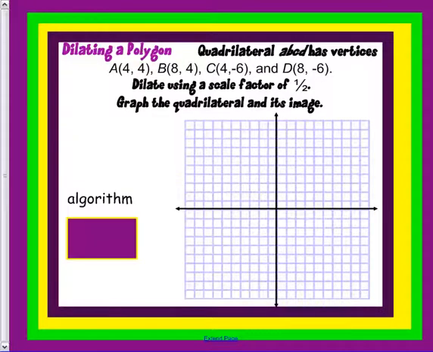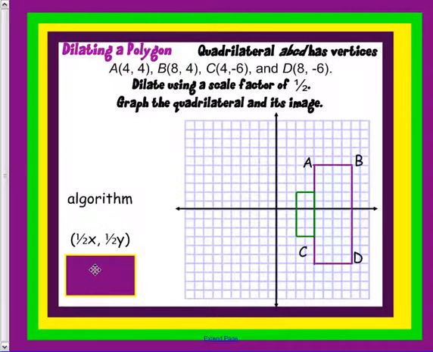Okay, try this one. What if we have a scale factor of 1/2? If multiplying it by a whole number gives you a larger shape, what do you think is going to happen to this one? Go ahead and try it, and I'll be back in just a second to show you the answer. Okay, so dilating it by 1/2 is going to take a bigger shape and make it smaller. So this would be an algorithm of multiplying both by a 1/2.